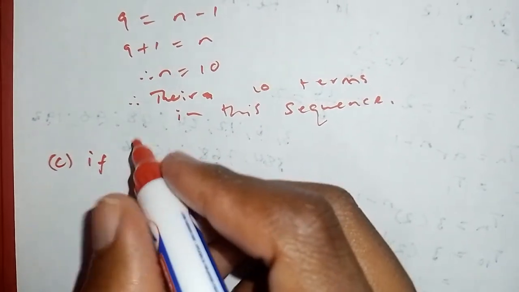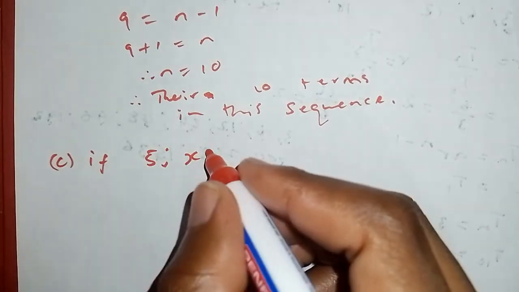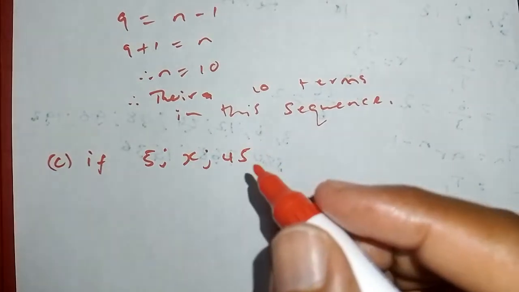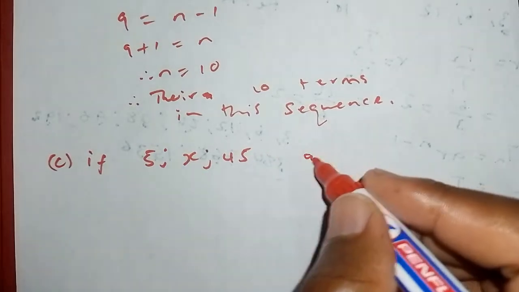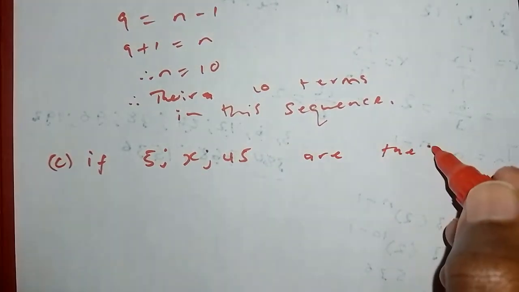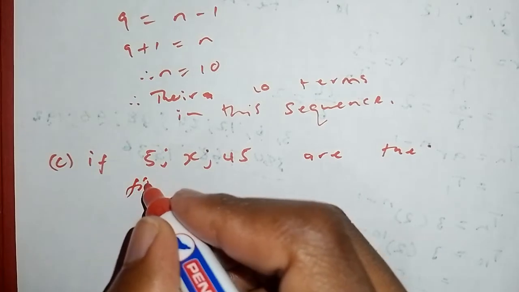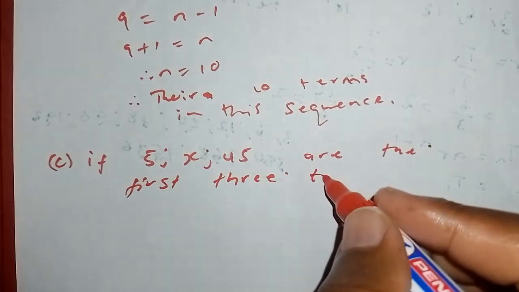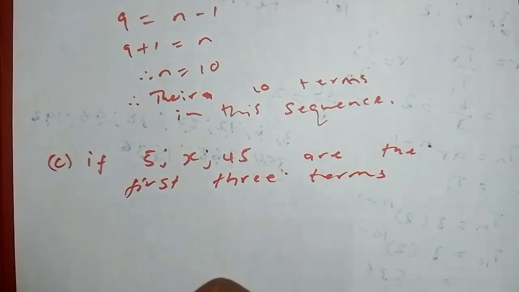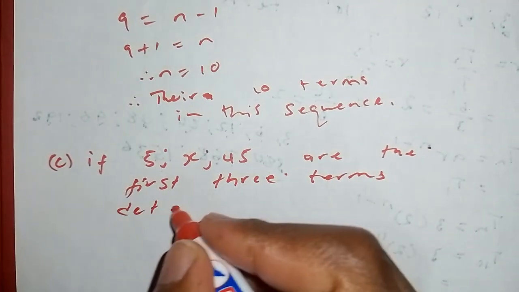If you're given 5, x, 45, right? They say these are the first three terms of your sequence. Determine the value of x.